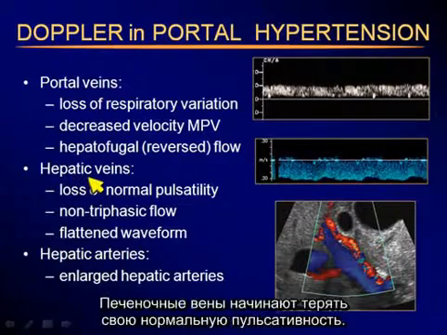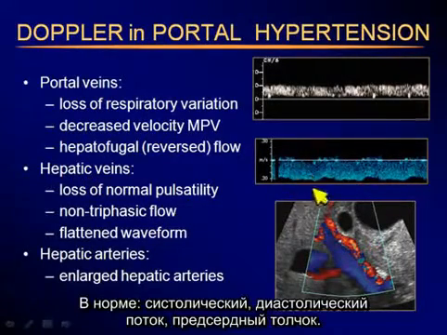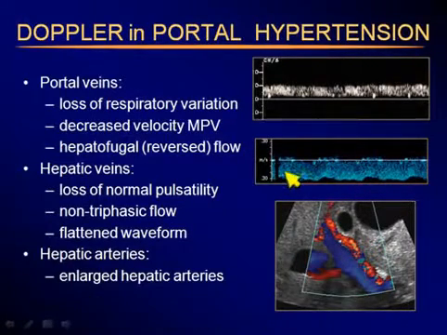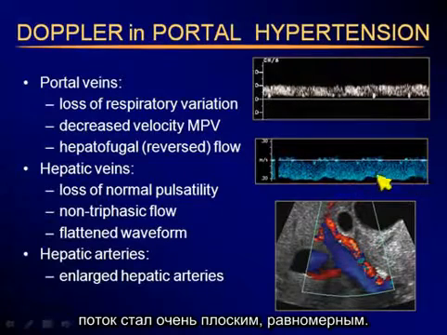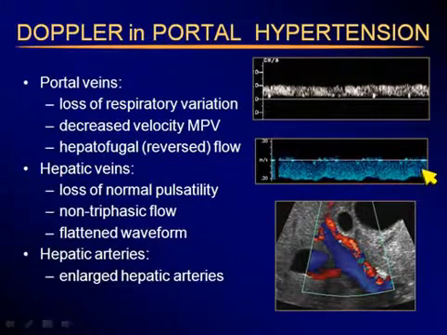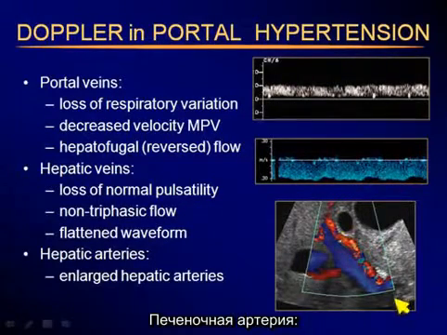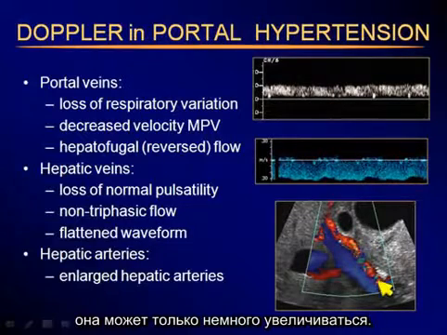Hepatic veins. Hepatic veins start to lose their normal pulsatility. We had systole, diastole, kick, systole, diastole, kick, and now all of a sudden it's becoming a very flattened waveform. Hepatic arteries, the only thing we'll see is that they can become quite large.